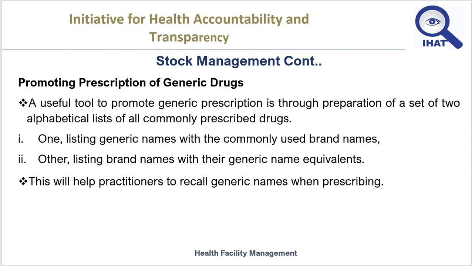It is important that we promote prescription of generic drugs. A useful tool to promote generic prescription is through preparation of a set of 2 alphabetical lists of all commonly prescribed drugs. 1. Listing generic names with the commonly used brand names, and the other is listing brand names with their generic name equivalents. This will help practitioners to recall generic names when prescribing.